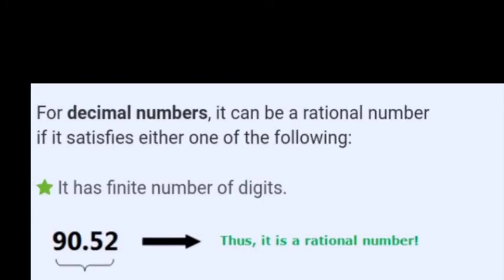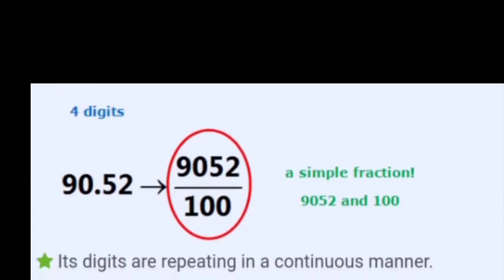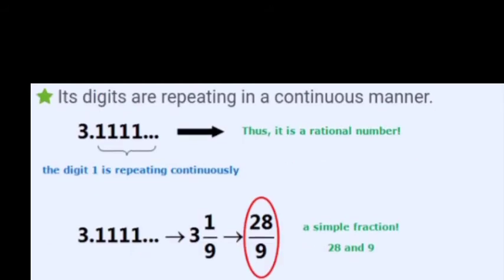So a decimal number can be a rational number if it satisfies either one of the following. First, it has a finite number of digits. So 90.52 is finite. It means it stops at 52. That is limited, or 90.52. Therefore, it is rational. In fraction form, that is 9,052 all over 100.